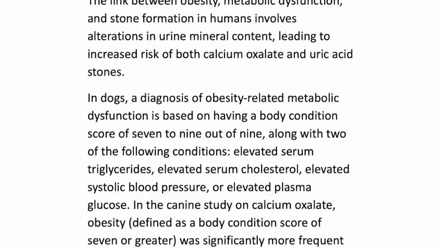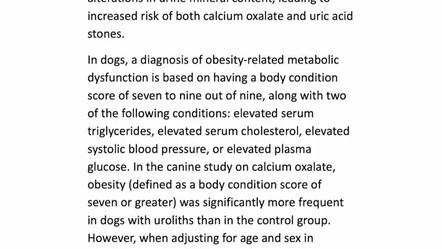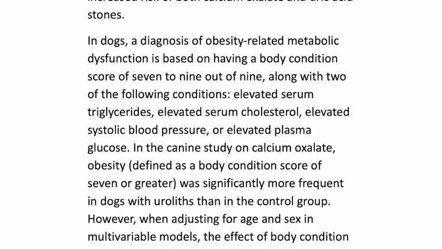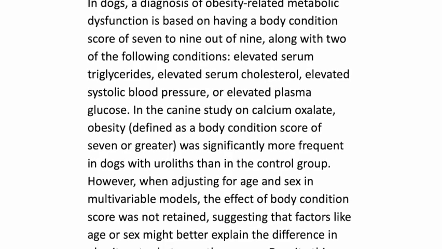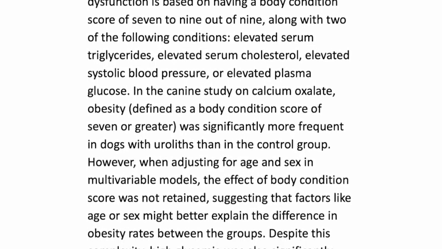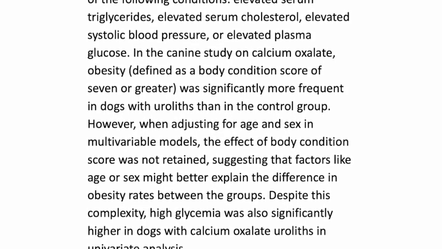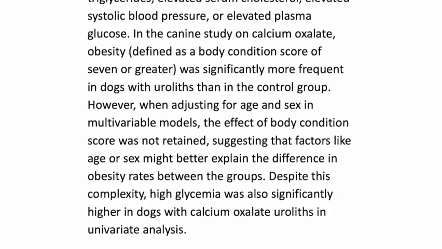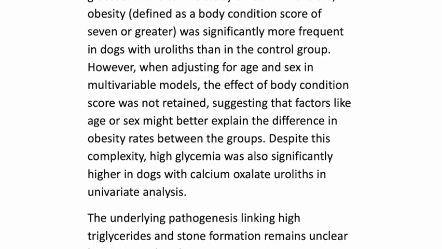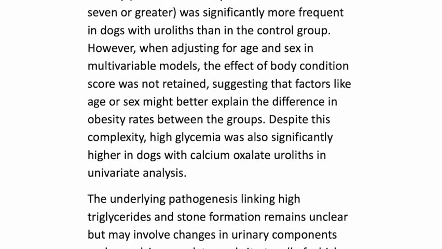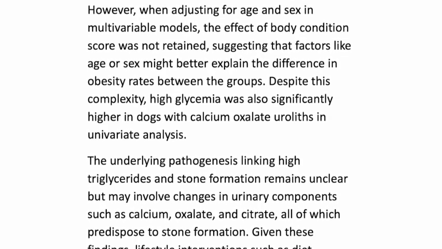In dogs, a diagnosis of obesity-related metabolic dysfunction is based on having a body condition score of 7 to 9 out of 9, along with 2 of the following conditions: elevated serum triglycerides, elevated serum cholesterol, elevated systolic blood pressure, or elevated plasma glucose. In the canine study on calcium oxalate, obesity, defined as a body condition score of 7 or greater, was significantly more frequent in dogs with uroliths than in the control group. However, when adjusting for age and sex in multivariable models, the body condition score was not retained, suggesting that factors like age or sex might better explain the difference in obesity rates between the groups.